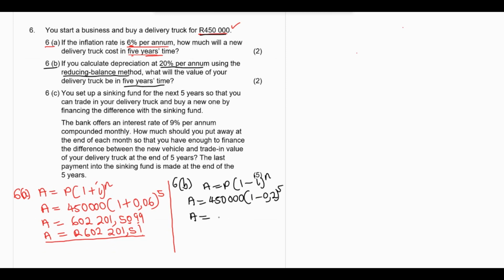A is equal to 147,456 rands. So it means after 5 years, the truck will be worth 147,456 rand.